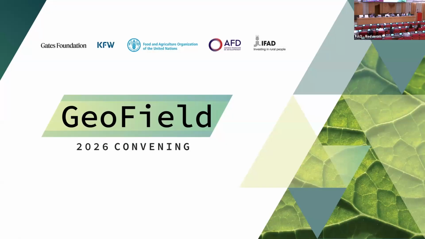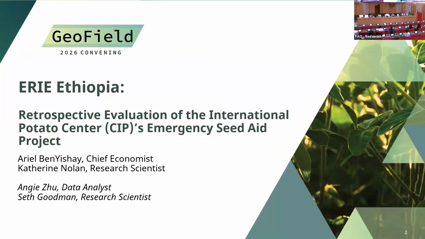Okay, hi everyone. It's great to be here today to present to you our ERIE Ethiopia project. This is a retrospective evaluation of the International Potato Center, also known as CIP, their emergency seed aid project that occurred in Ethiopia from 2021 to 2023. I'm presenting on behalf of two of our co-authors, Angie Zhu and Seth Goodman, who are both at AidData as well. I'm going to go through some project details, some results from our survey, and then hand it over to Ariel to talk about the remote sensing results.